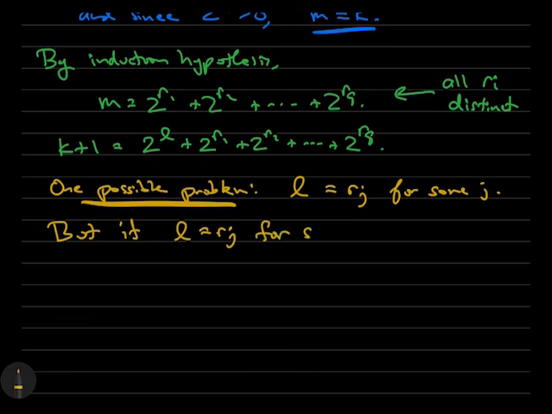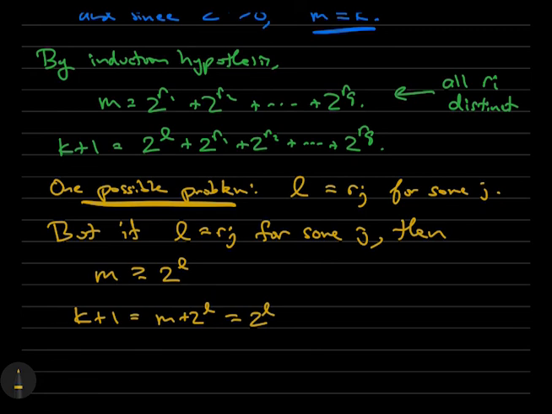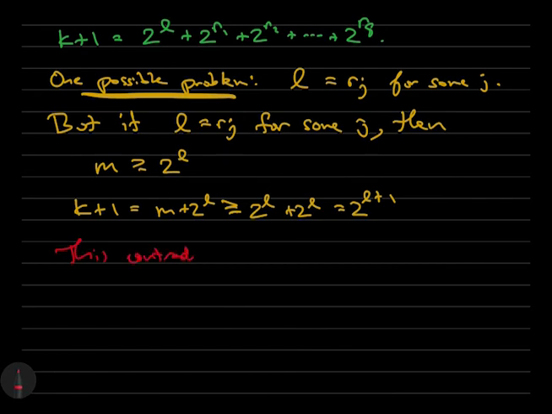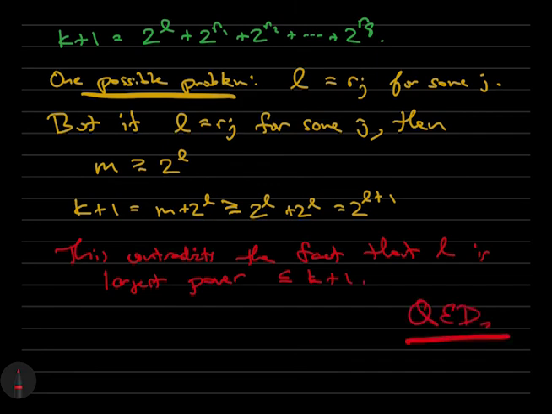We will show that this cannot happen using proof by contradiction. So let's assume that L equals rj for some j. Then this means that m is greater than or equal to 2^L, which means that k plus 1, which equals m plus 2^L, is greater than or equal to 2^(L+1). But this is a contradiction because L was chosen to be maximal. Therefore, L is distinct from all of the rj's, and we've proved the theorem. Okay, that's good. I'll stop there.